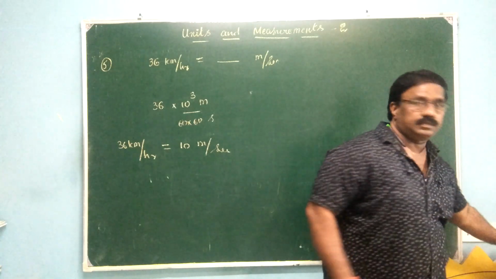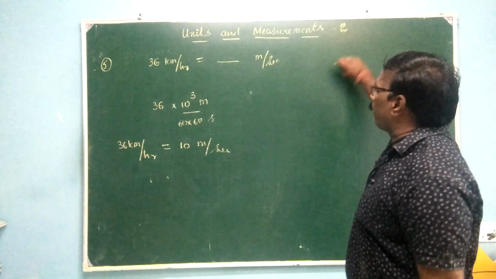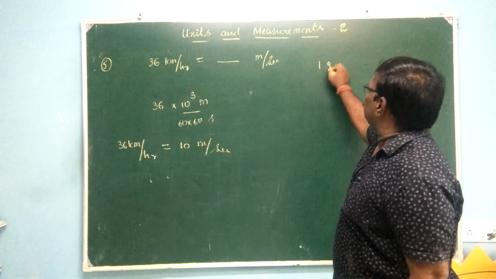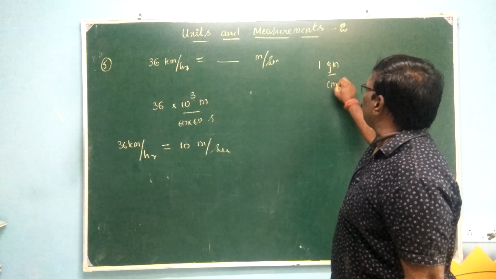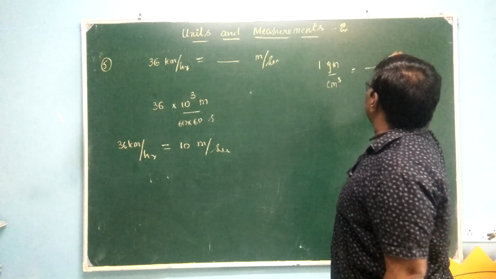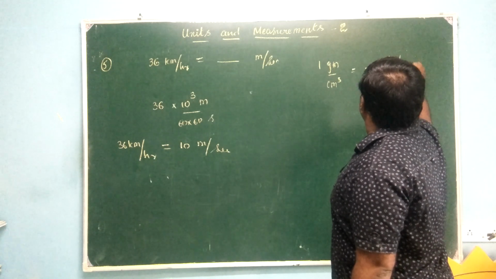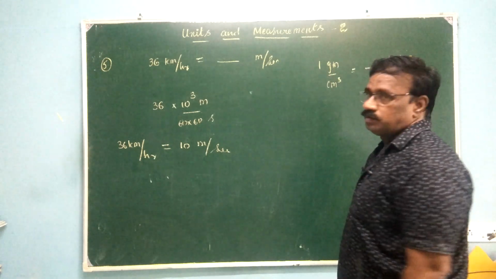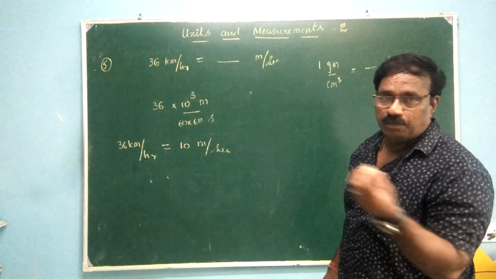Next one. 1 gram per cc, or 1 gram per centimeter cube, is equal to dash kilogram per meter cube. This is also very important. Every time you need to solve, you can remember directly the multiple factor, how much it is.